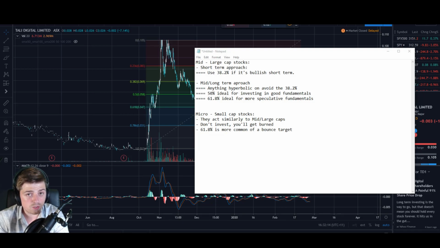If there's high speculation or if it's just a headline announcement, yeah, 61.8% is going to be your bouncing target. If there's actual genuine value, which is very rare in a microcap stock, then by all means, 38.2 is the way to go.